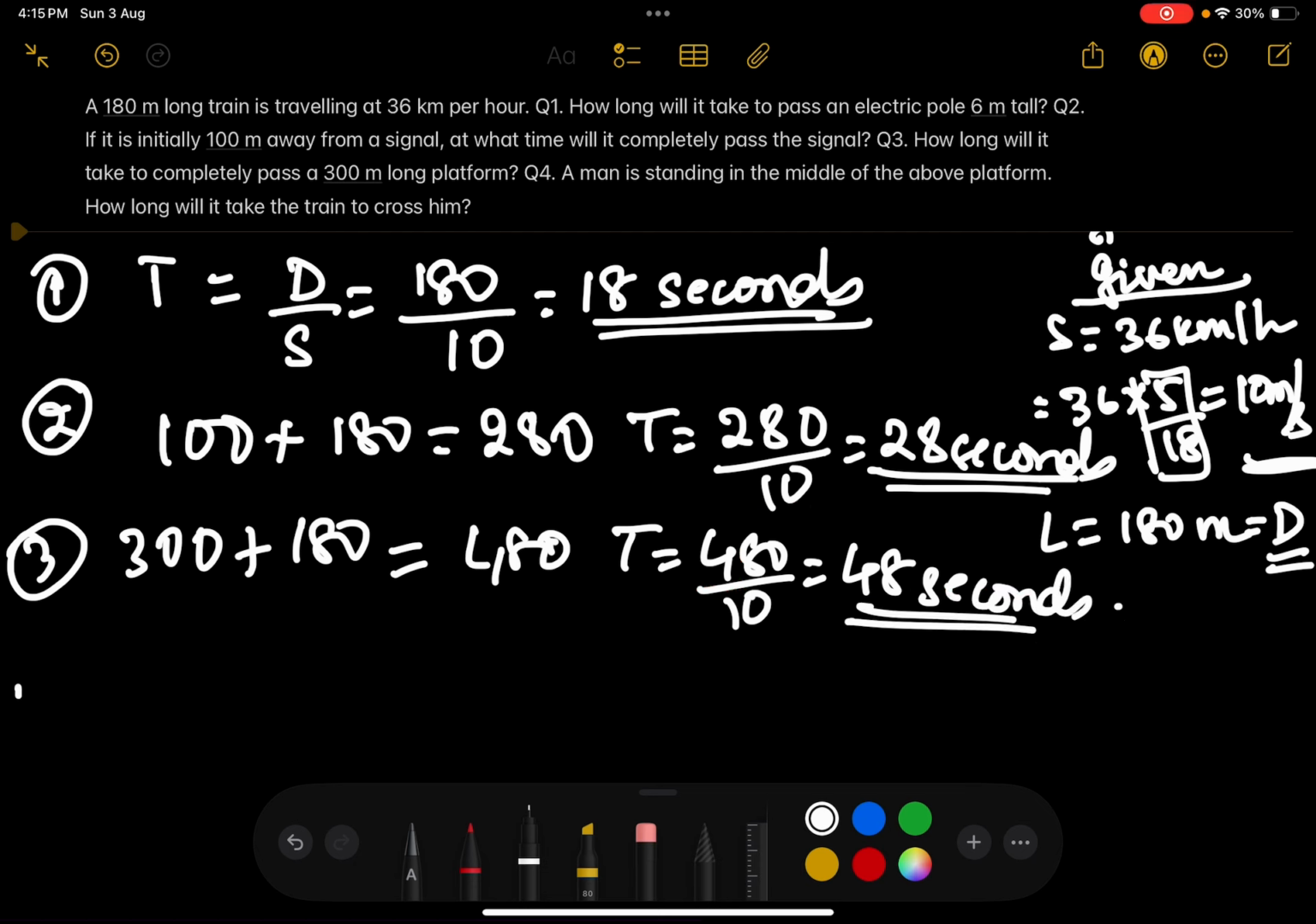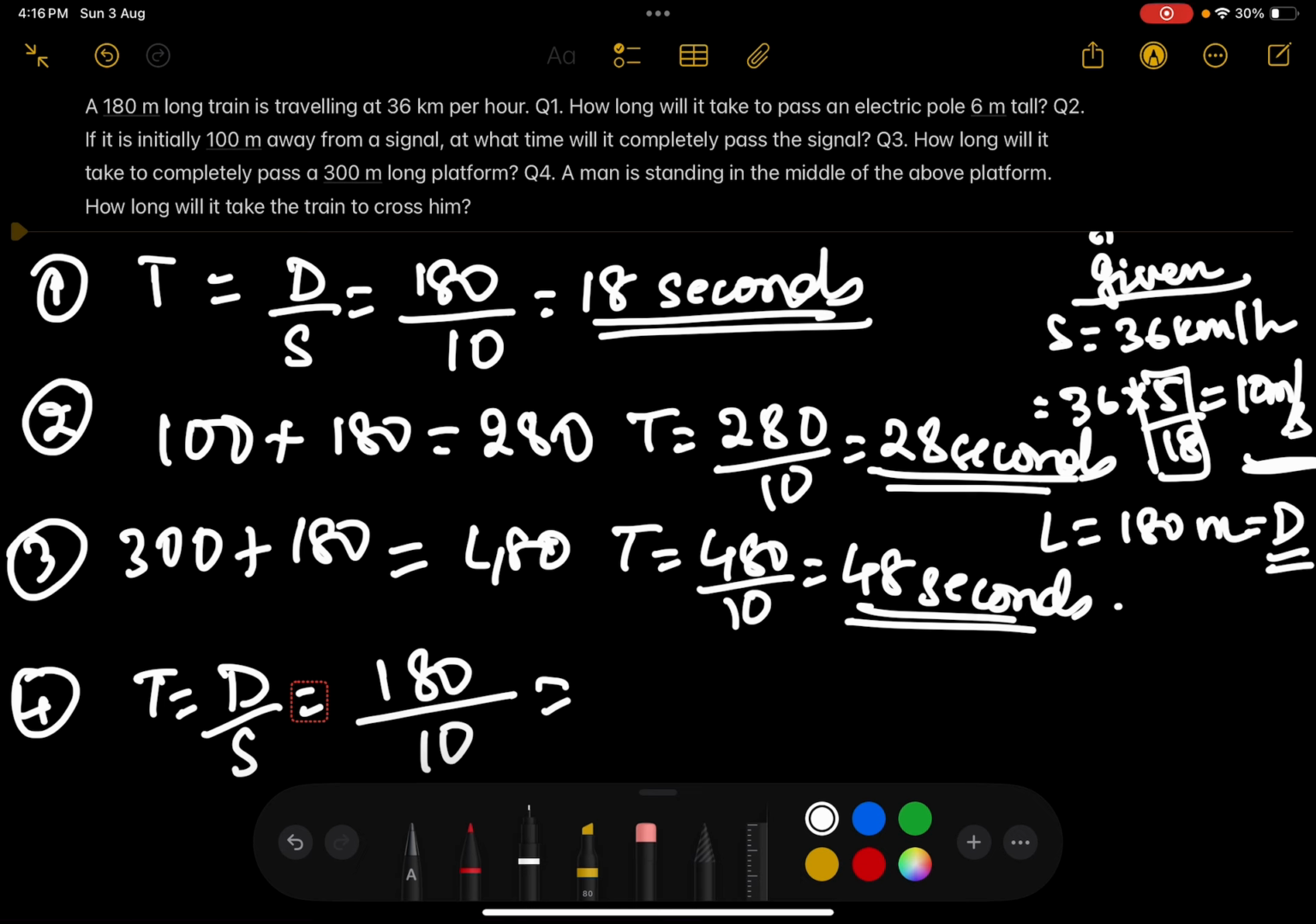Now lastly, what is the fourth question? A man is standing in the middle of the above platform. How long will it take for the train to cross him? Again, you consider this man as a stationary object. He's not moving, so the train only has to cross its own length past the man, which will again be 18 seconds, because the man has no length, so that's not really impacting the train.